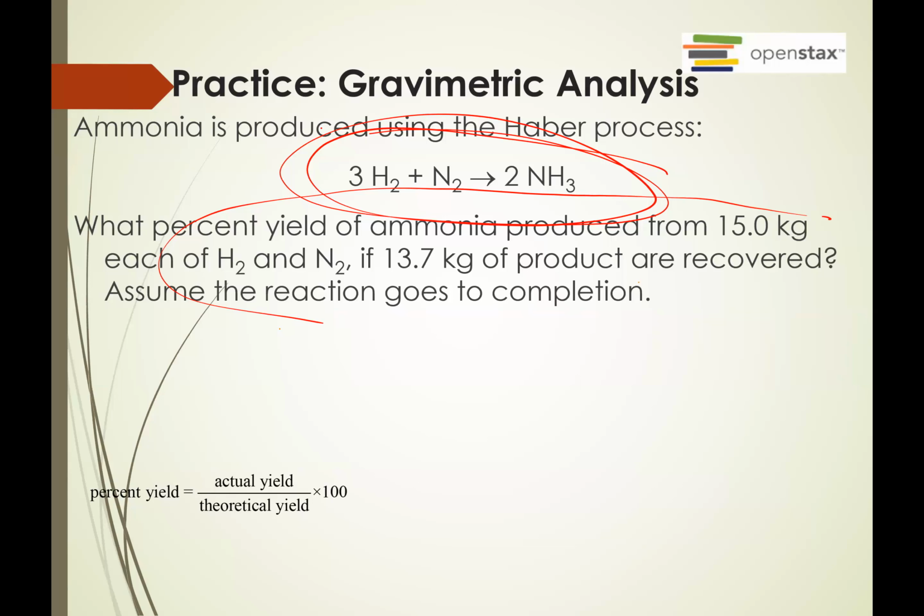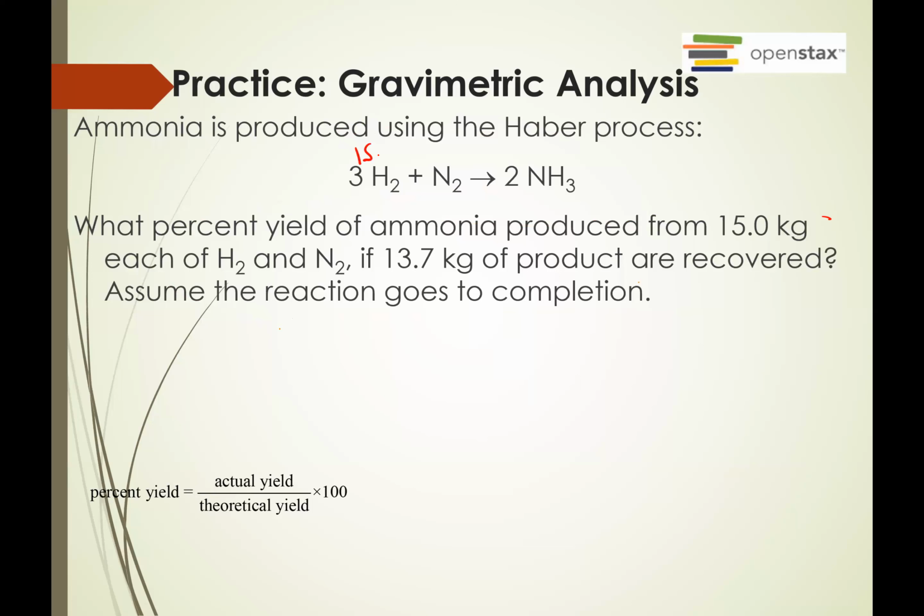Do we have our numbers on? Let's see if we got them in the right place. 15 kilograms of this, 15 kilograms of this, and 13.7 kilograms of this. Did we get all of our numbers in the right spot? Okay, so we want percent yield. Percent yield is the actual yield over the theoretical yield. Are any of these an actual or theoretical yield? Any of those 3 numbers? The 13.7 is a yield.